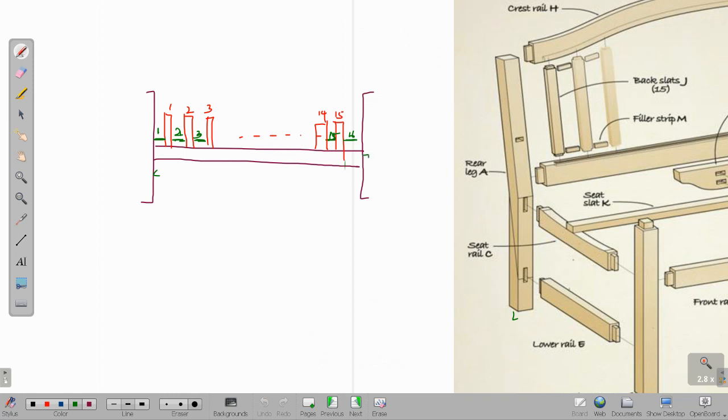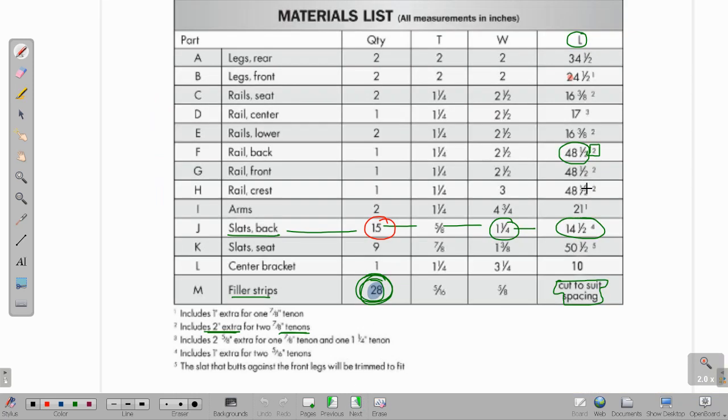Please understand the tenon goes inside, right? The tenon actually goes inside this particular block. So there is an extra 2 inch for that. So the 48 and a half includes the two tenons, which means if you subtract that, this will be 46 and a half. Correct? 48 and a half minus the two extra for the tenons. This is 46 and a half.